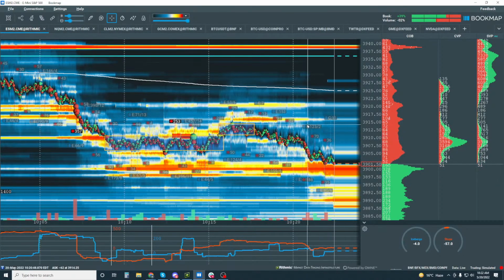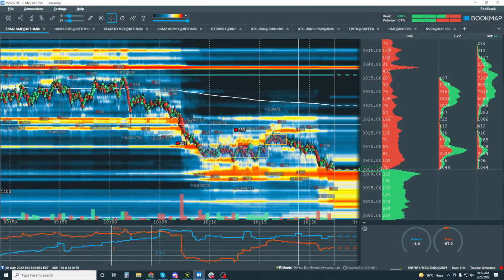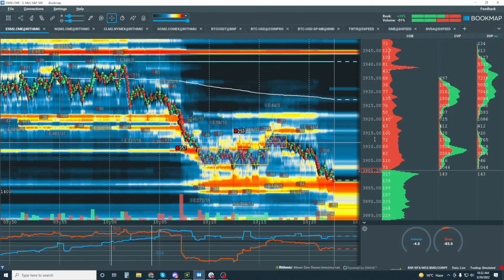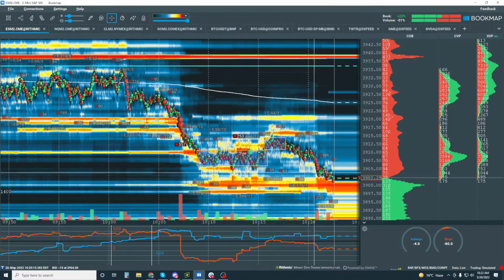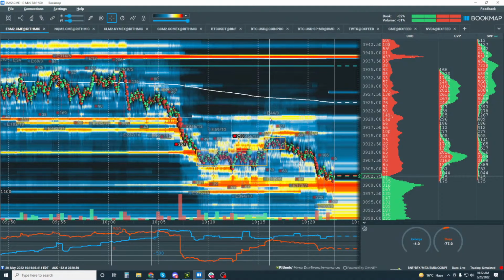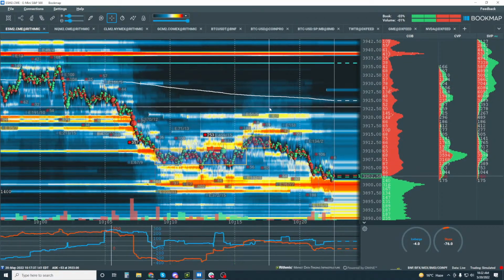Okay. Anyway, we're talking about, again, market structure, and then looking at the order flow within the structure to give us some insight here.